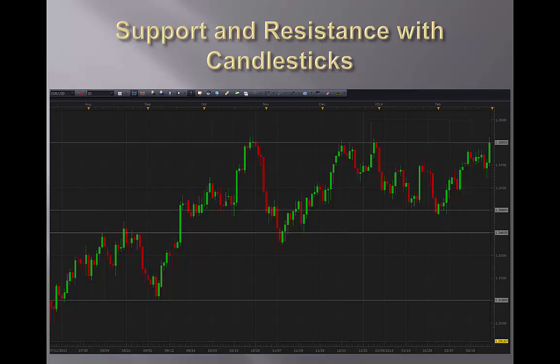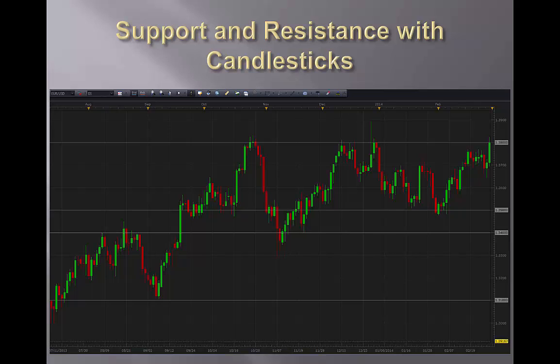An example of this would be on this slide. There is a line drawn at 1.3500. This would be considered a major psychological level, and earlier in the chart it was acting as resistance, but later on it began to act as support. Now if we change it and say price at 1.3550, that would be a minor psychological level.